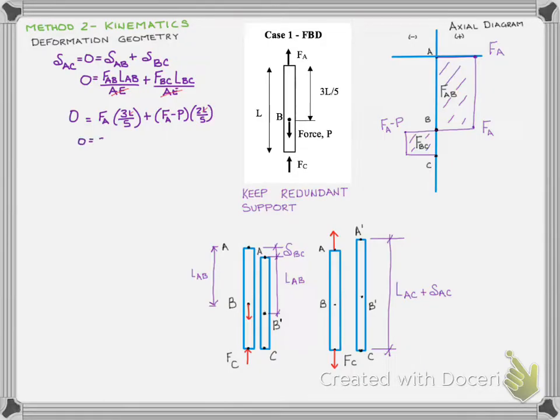And we can cross out the AE since it's all equal to 0, and we can even cross out the L's. And so we just end up with 3/5 of FA plus 2FA over 5 minus 2P over 5 equals 0, and FA equals 2/5 P. So of course, F sub C is equal to 3/5 P, just like using the redundant force method. So either method works, and in most cases, the choice is up to you.